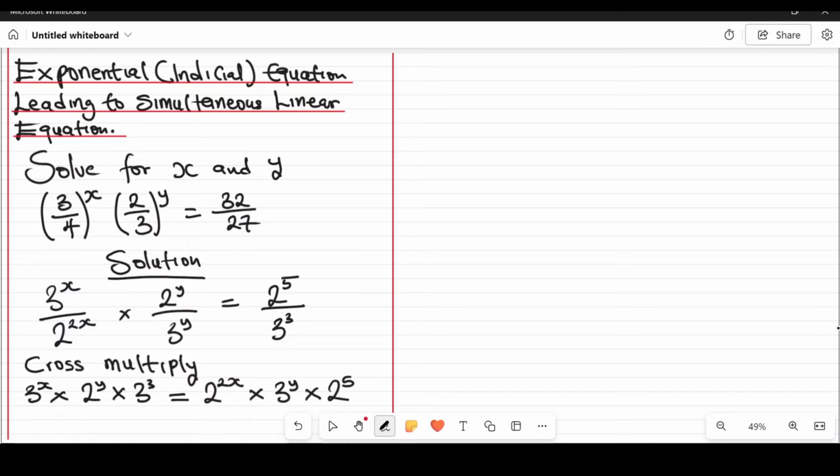We can further simplify the equation as 3 raised to the power of x plus 3 times 2 raised to the power of y equal to 2 raised to the power of 2x plus 5 times 3 raised to the power of y.